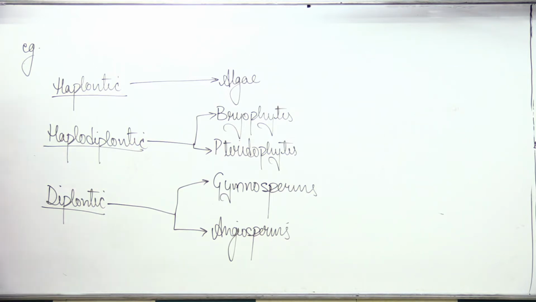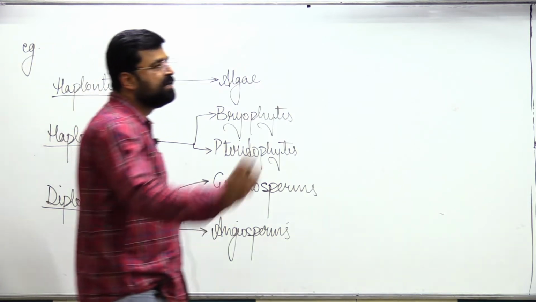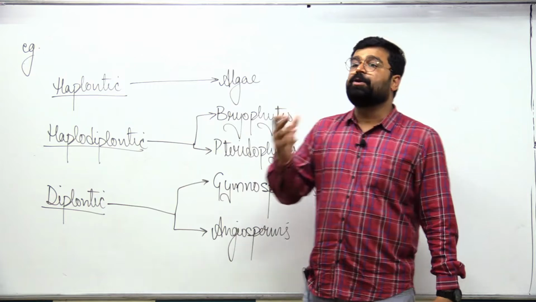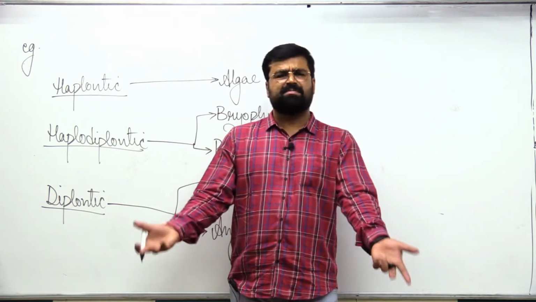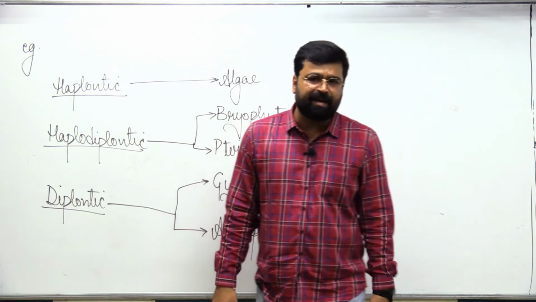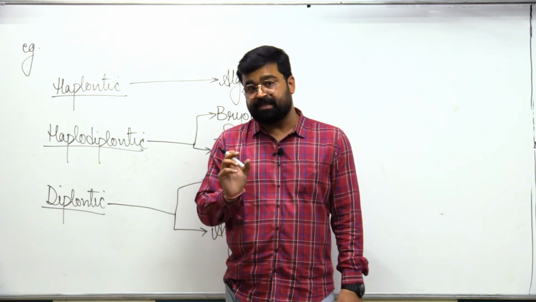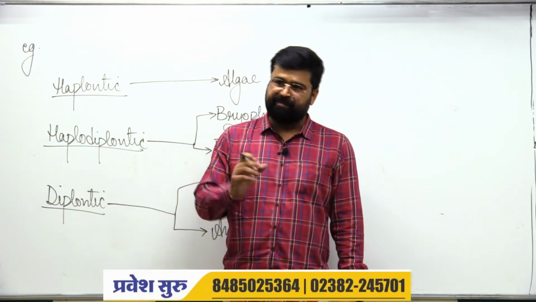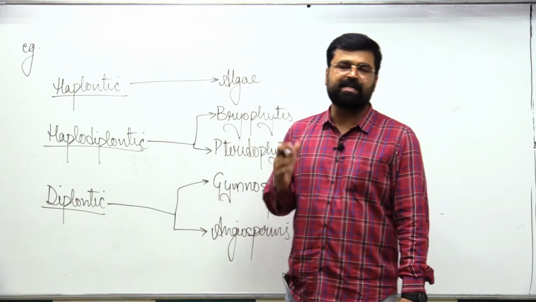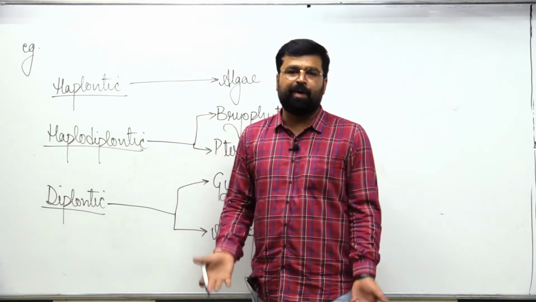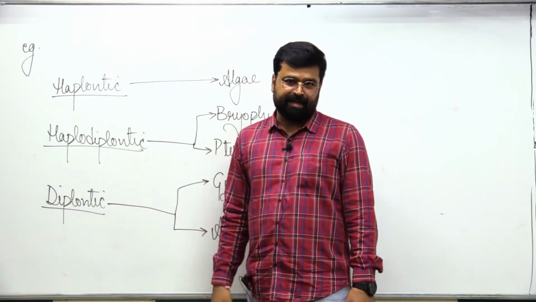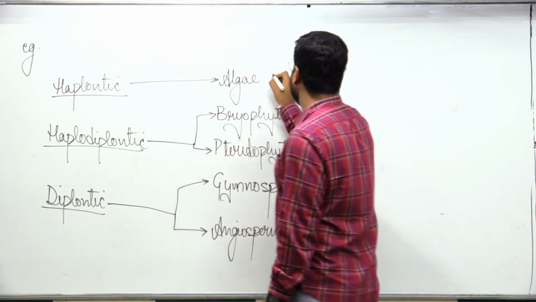Okay, now in NCERT some examples are given. These examples of haplontic type of life cycle are Volvox, Chlamydomonas, Spirogyra and Ulothrix. Okay, these are simple algae. Most of them are green algae. In Chlamydomonas, NCERT has written only few species. Okay, but if you remember just Chlamydomonas, then also it is okay, because later on NCERT has not given Chlamydomonas in any category.